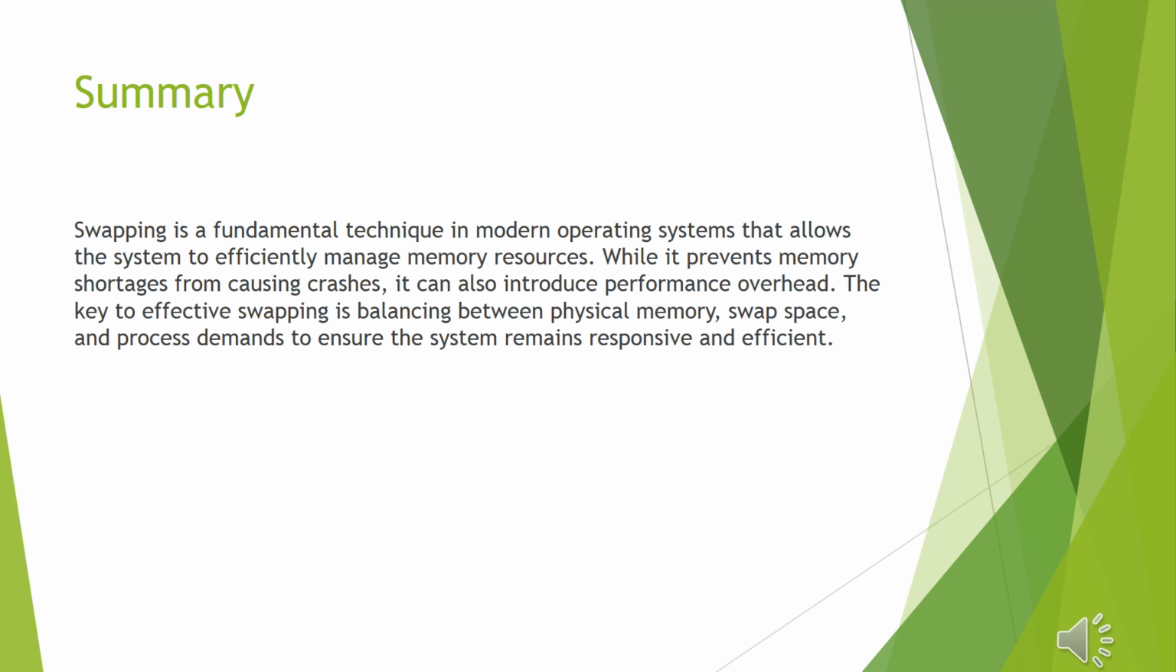So this marks the end of today's class. In summary, we have looked at swapping. We can say swapping is a fundamental technique of modern operating systems that allows the system to efficiently manage memory resources. While it prevents memory shortage from causing crashes, it can also introduce performance overhead. The key to effective swapping is balancing between physical memory and swap space.